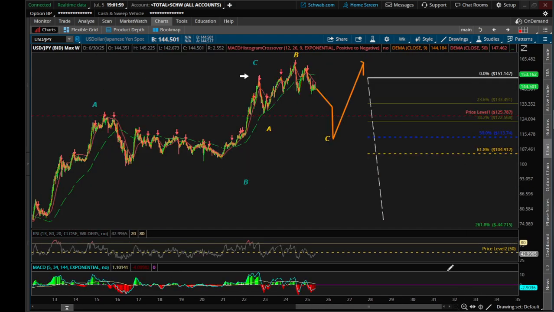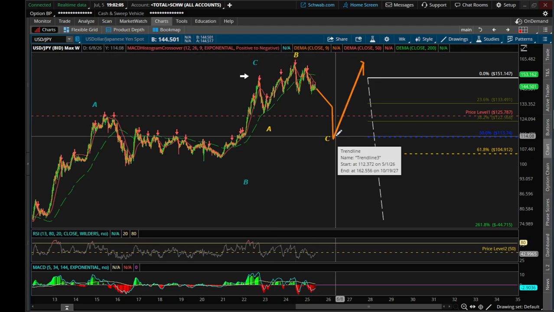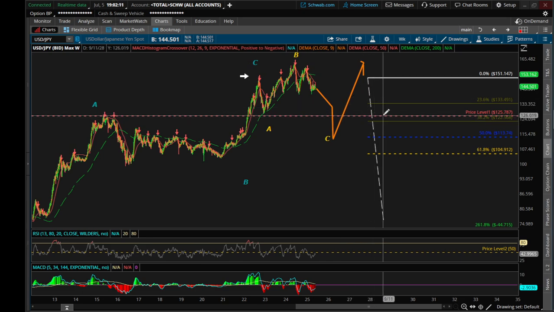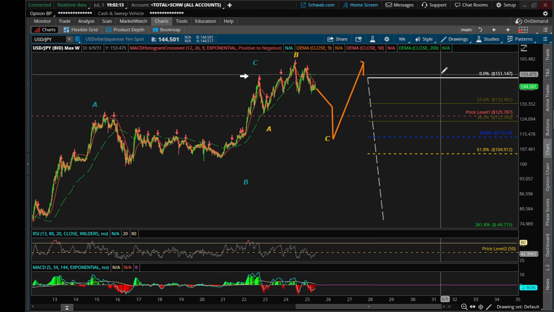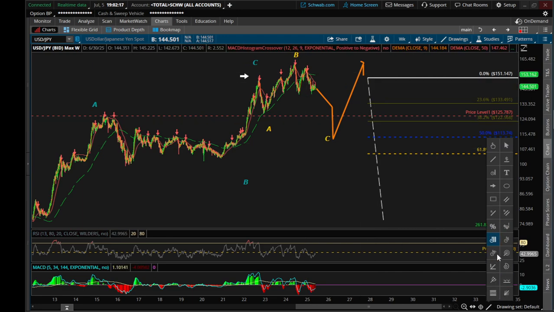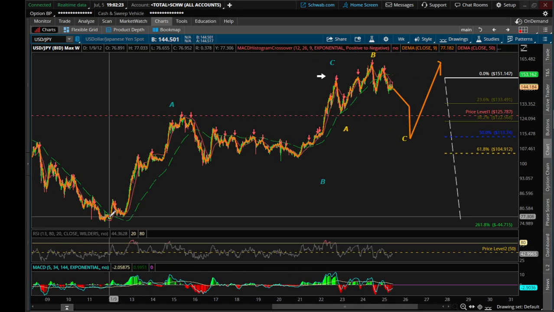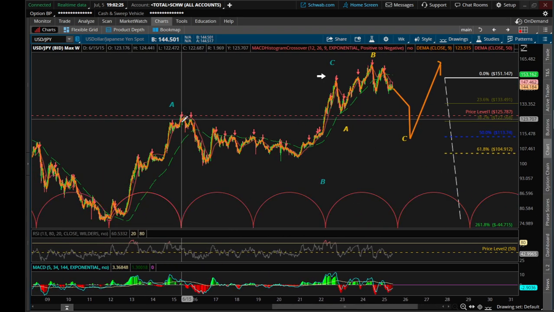Zoom out. I got an A, B, and a C here. Looking for an expanded flat for an A, B, and a C. I think this move is just going to fizzle. Once it hits this level here, it's going to drop and move up. So I don't know the time frame on that. You can get your own cycles out, or I can come back if anybody requests. But I have a low right here, high here.